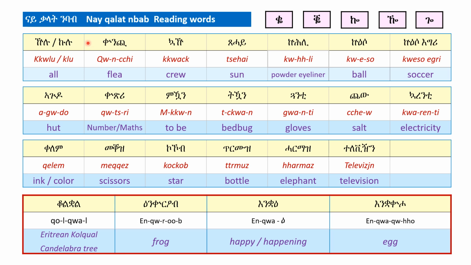Let us read some more letters. Kulu, Kunchi, Kwach, Tsahai, Kuhli, Kuuso, Agdo, Kutri, Mukhwan, Tukhwan, Guanti, Chow, Quarenti, Kelem, Maqaz, Kohob, Termuz, Harmaz, Television, Kolkwal, Nkroob, Nkwa, Nkaqoho.